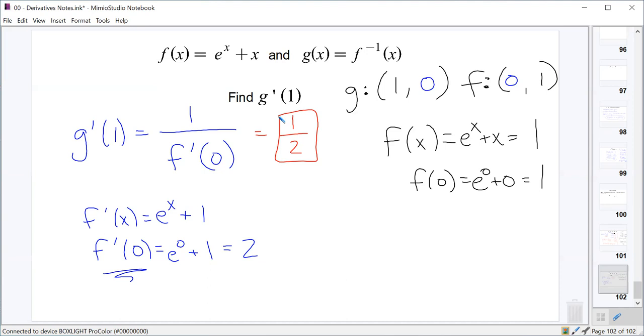And that is how the inverse rule for derivatives works. That is the end of our unit on derivatives.